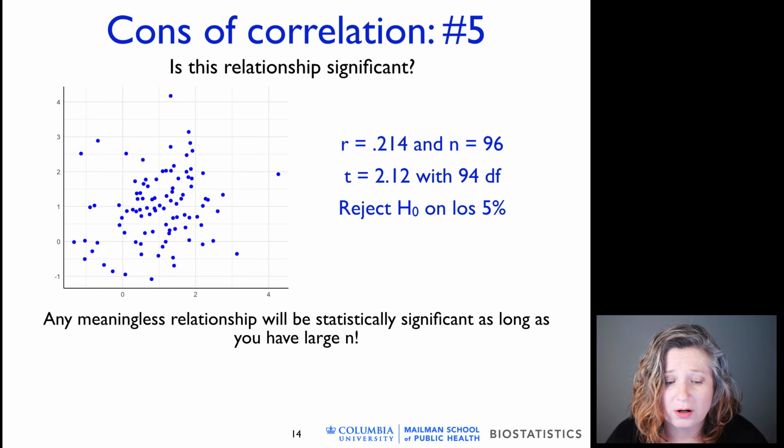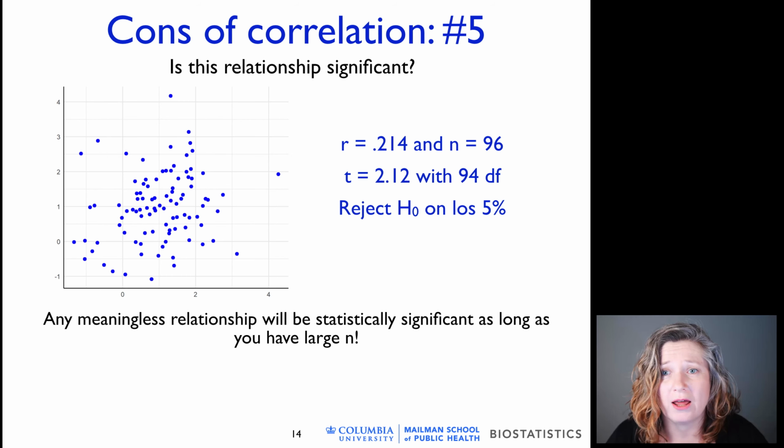However, this association does not look meaningful. If you look at the picture, that association actually does not look like anything close to an association. The problem with correlation is that any meaningless relationship, any relationship that is very close to zero and visually doesn't mean anything, could be statistically significant as long as n is large.